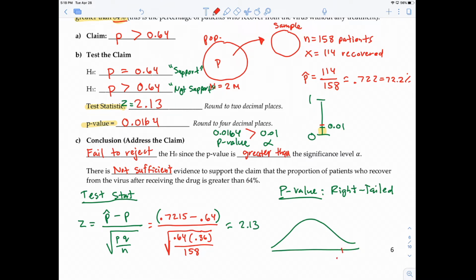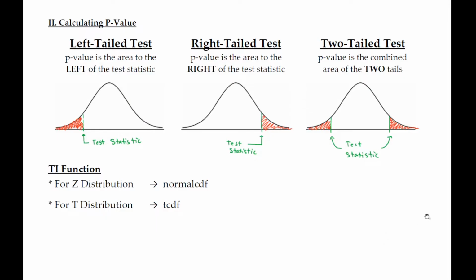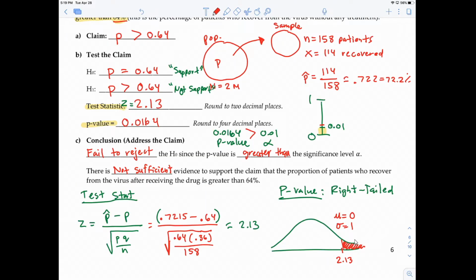So the test statistic is 2.13. The p-value is the area to the right of that. And we know this is a z distribution, so we know that this is a standard normal distribution, which means the mean is 0, standard deviation is 1, right? This is all stuff from chapter 3, which seems a long time ago. And how do we find the area to the right of a standard normal distribution? I'm taking you back all the way to chapter 6, right? For a z distribution, for an area under the curve, we're going to use normal CDF.